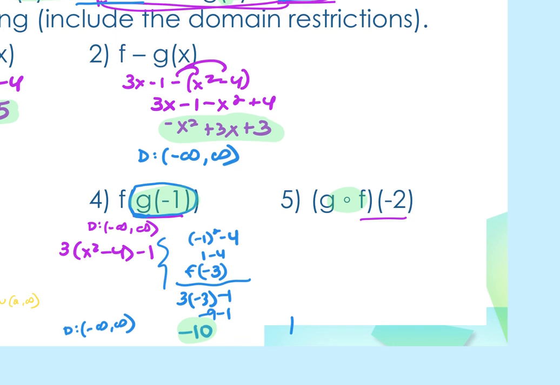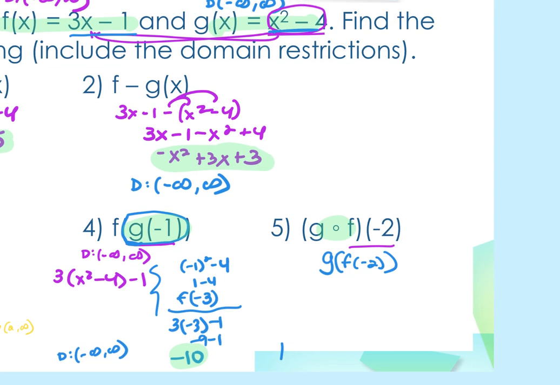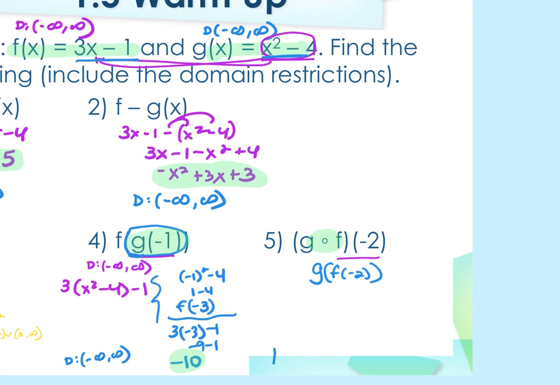So 5, this is the same thing as saying G of F of -2. So I'm going to first go to F this time. If there was a domain restriction, I'd have to pull it down. There's not, so I can plug it into F. I would do 3 times -2 minus 1, -6 minus 1, which is -7.